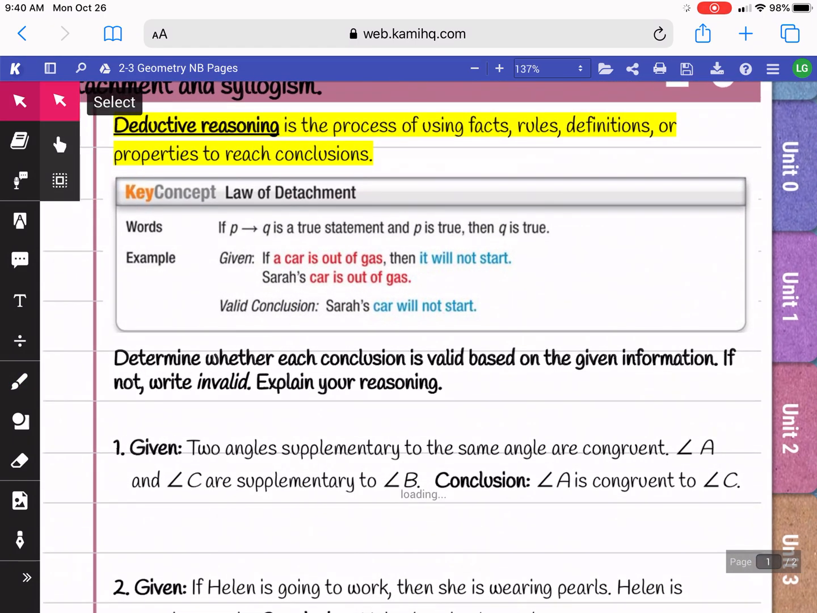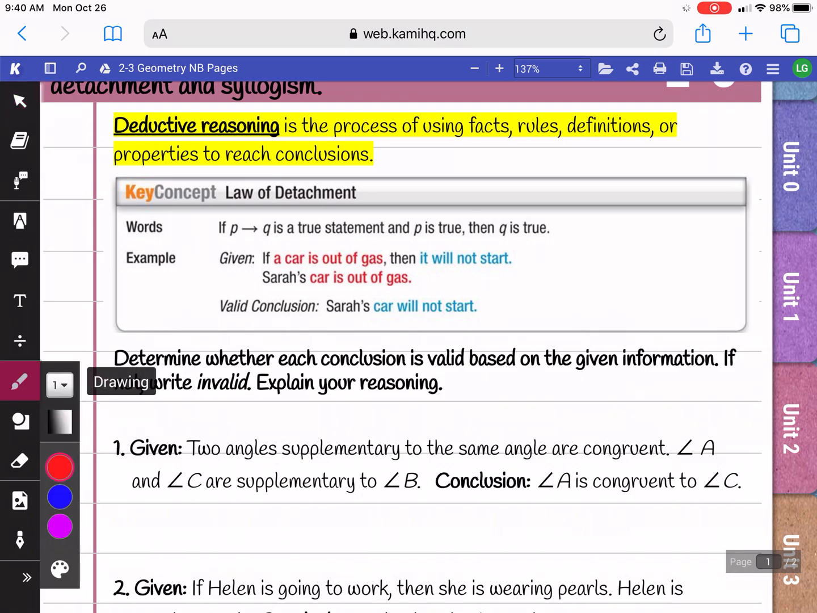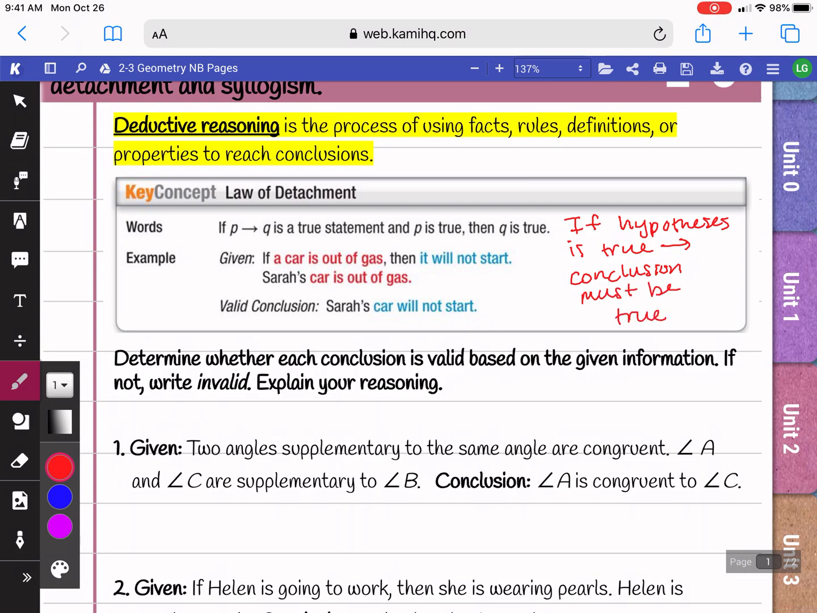So here we're going to start by talking about the law of detachment. It's called detachment because it's like you're detaching or unattaching the hypothesis and the conclusion. So you're reading an if-then statement, and if your hypothesis is true, then your conclusion must be true. So you have to verify that they're confirming the hypothesis is true. If they confirm the hypothesis is true, then your conclusion is also true.